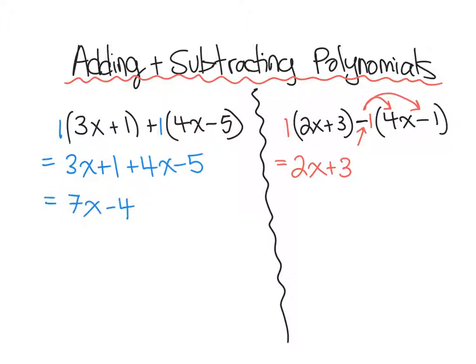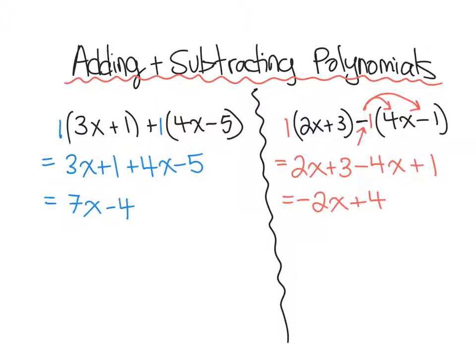So negative 1 times 4x ends up being negative 4x. Negative 1 times negative 1 is positive 1. So as you can see, the 4x minus 1 actually turned into a negative 4x plus 1. So that negative in between the brackets totally affected our second bracket there. And now we just collect like terms. So 2x take away 4x is negative 2x, and 3 plus 1 is 4. And that's our final answer.